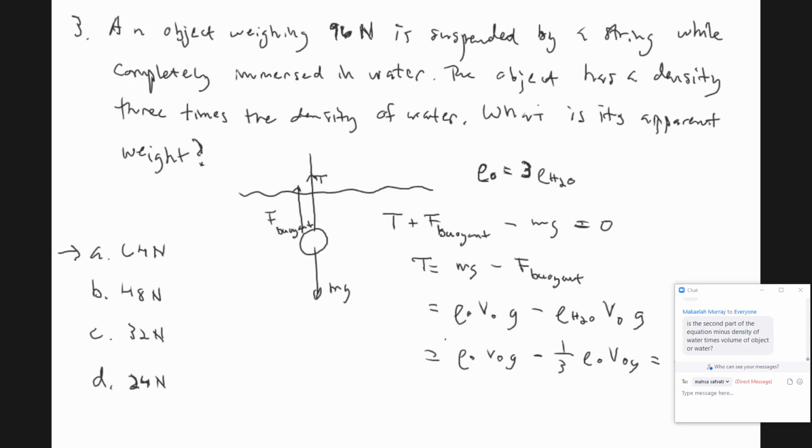The volume of displaced fluid is the volume of the object because the volume of the object is 100% submerged in water.